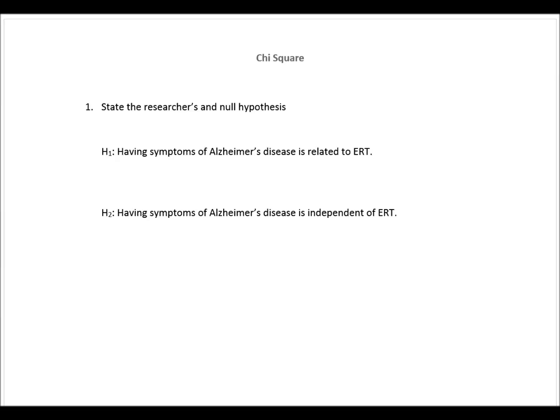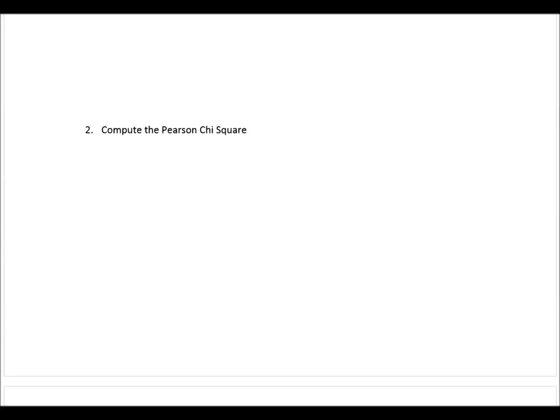So we're going to hypothesize that there is a relationship. The null hypothesis says that these two variables are independent of one another. Another way of saying that is that they are not related. So then what we do is we go ahead and compute the chi-square test of independence in SPSS.